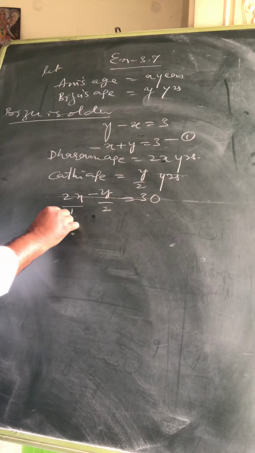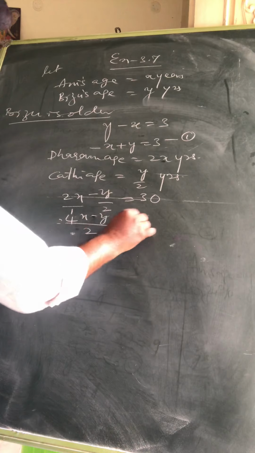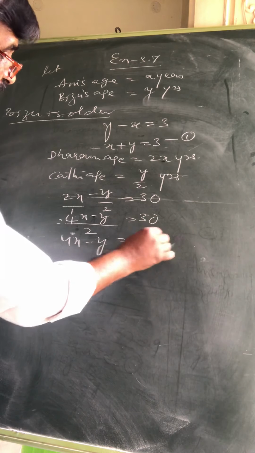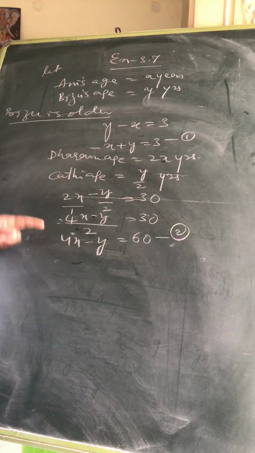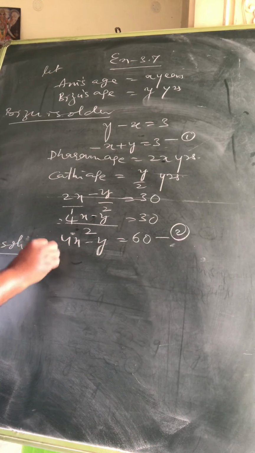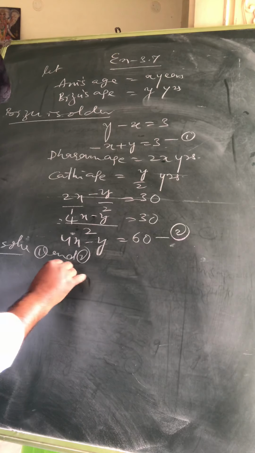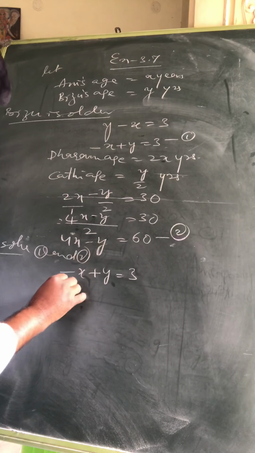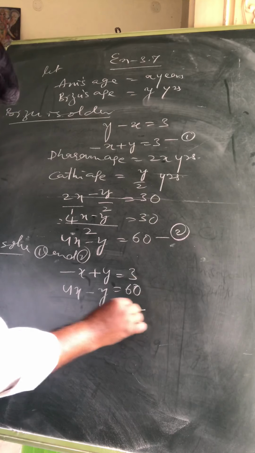Same way, you can take the LCM 2. It is 4x minus y is equal to 30 into 2. 4x minus y is equal to 60. Second equation, you got it. Now we have to solve the first and second equations. Solve 1 and 2 equations. What is the first you got there? Minus x plus y is equal to 3. This is 4x minus y is equal to 60.